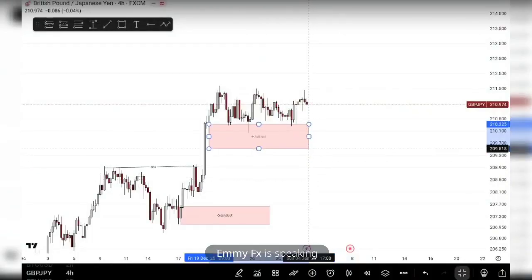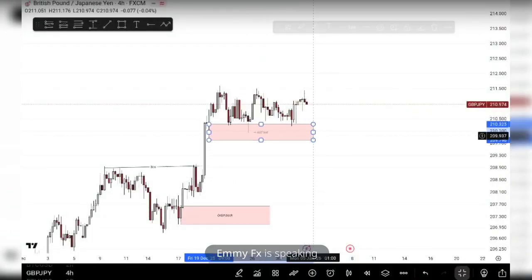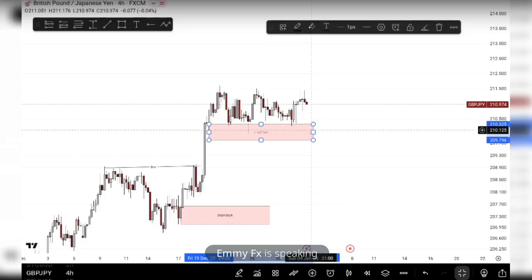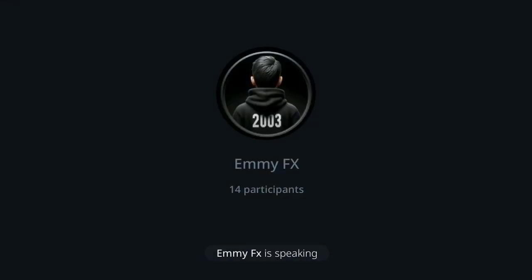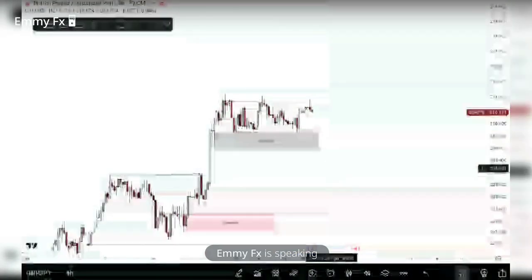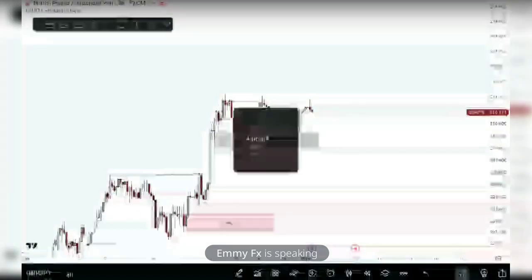So if you're in my mentorship program, I always say we're not trading with support or resistance, but we are always implementing support and resistance in our trading. So price is just accumulating at the spot. Price is accumulating at the spot.